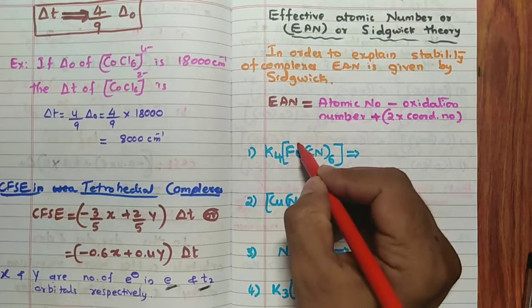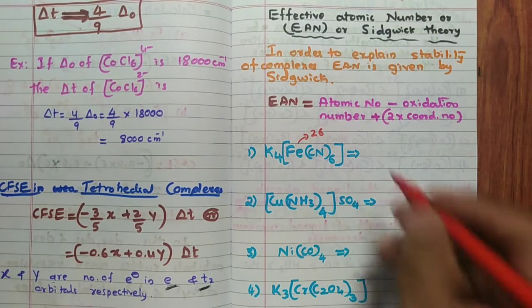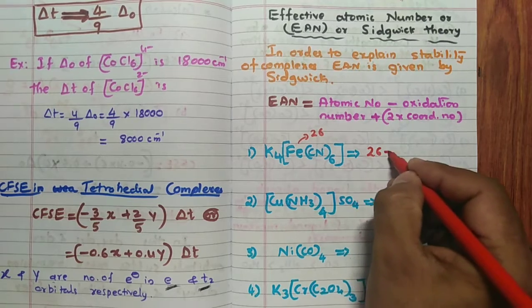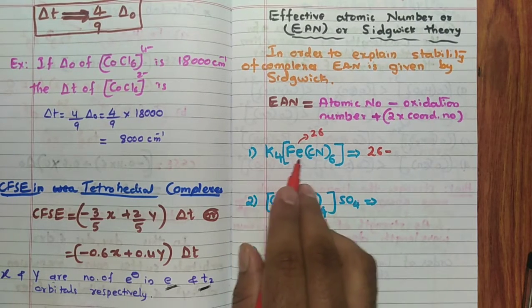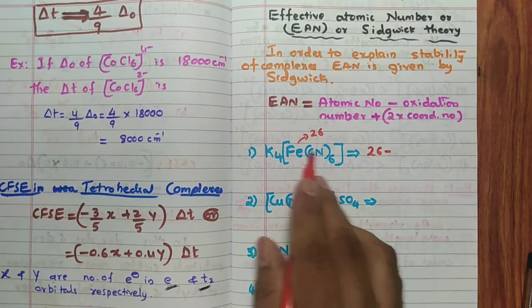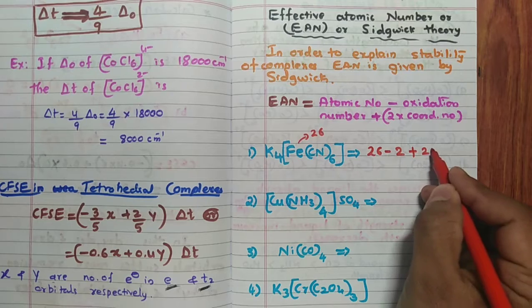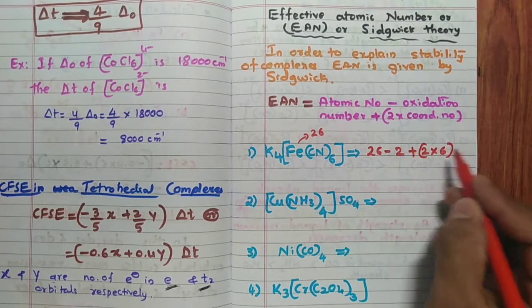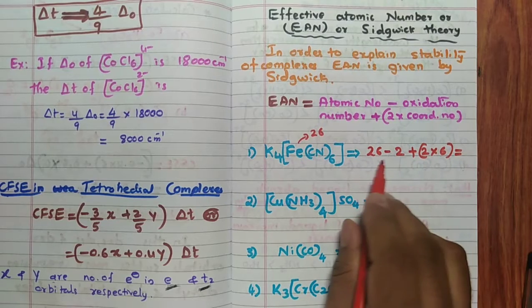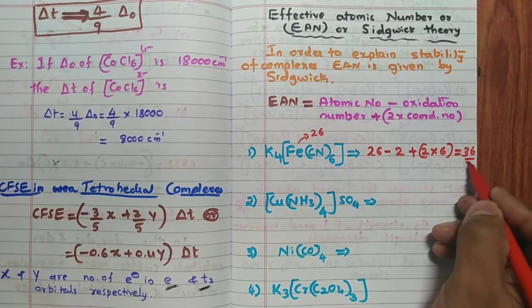See, what is the atomic number of Fe? 26. That you have to know. Correct? So the atomic number is 26, minus the oxidation state of Fe. How much is it? Total calculation: 4 plus x minus 6 equals 0. So x is equal to plus 2. So 2 plus 2 into coordination number, which is 6 for monodentate ligands. So you are going to get the answer: 26 minus 2 is 24, 24 plus 12 is 36. That is the answer.